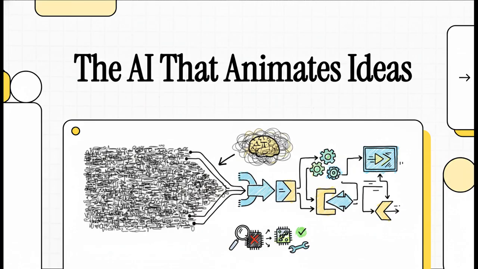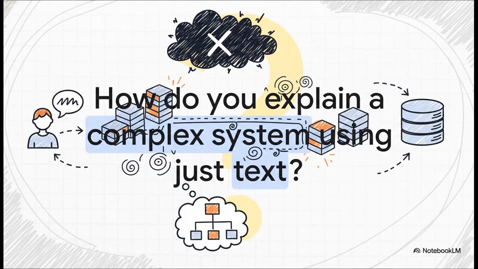It transforms these complex descriptions into dynamic, animated diagrams. And we're even going to go behind the scenes to see how its creator squashed a really critical bug. So let's look at a classic problem. How do you explain a system with just text? You've seen stuff like this a million times.